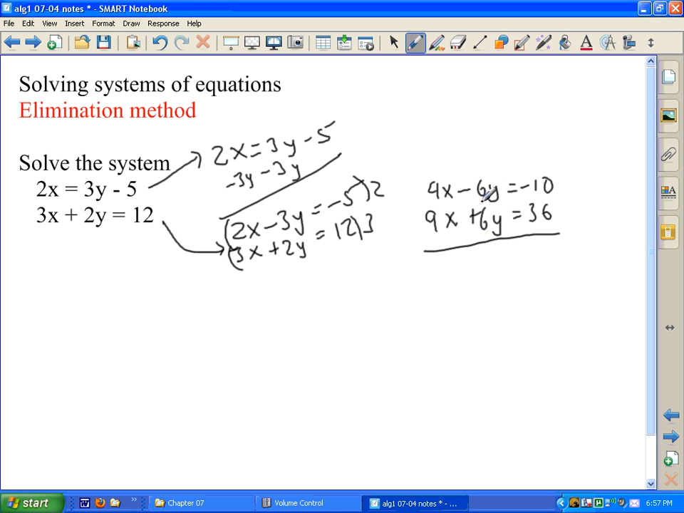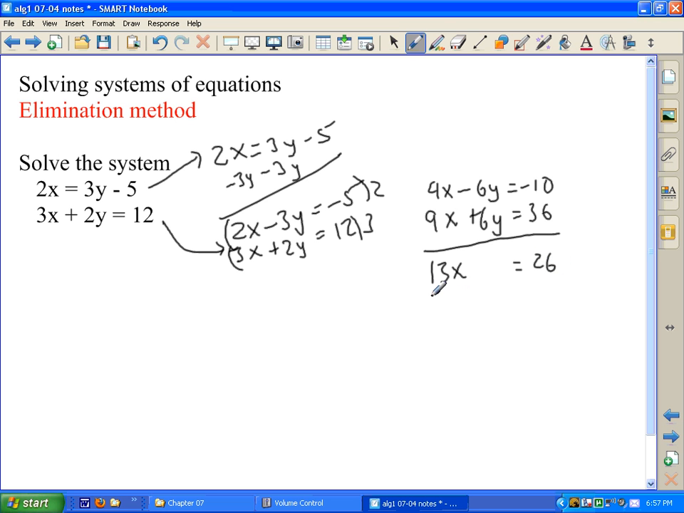Now notice that the numbers in front of the y's are opposites, so if I were to add each of these pieces straight down, these negative 6y and positive 6y would be eliminated. So 4x plus 9x is 13x. That drops out to 0. 36 plus negative 10 is 26.